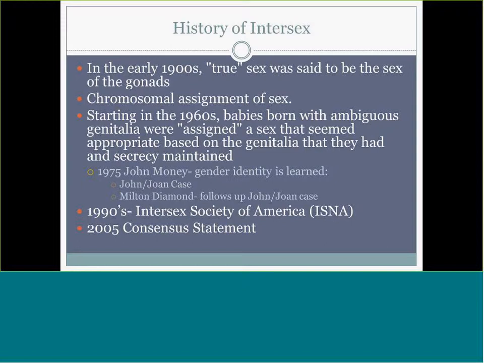So we have a mess on our hands there. In the 1990s, the Intersex Society of America was founded, I think, through a lot of advocacy of the groups, to raise awareness of these issues and to advocate. And in 2005, a bunch of people met in Chicago and had this meeting, and that's when they came out with this very strong consensus and changed the nomenclature of everything.